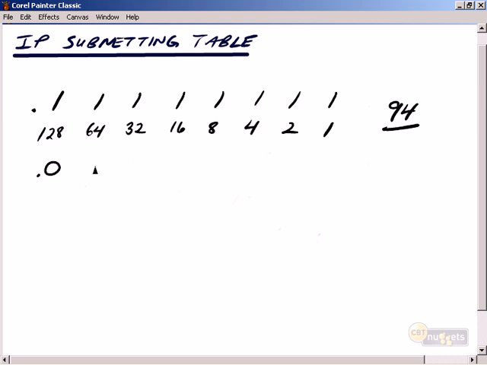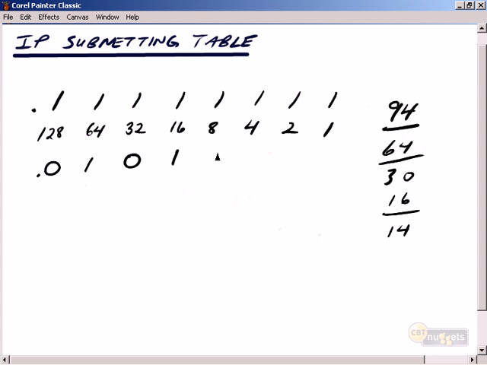Then we ask ourselves, okay, well, is 94 greater than 64? The answer is yes. So we're going to turn that bit on, put 64 over here, and subtract it, and we'll have 30 left over, right? Is 30 greater than 32? It is not, so we turn this bit off. Is 30 greater than 16? Yes, it is, so we turn this bit on, right? So we subtract 16, and that gives us 14.